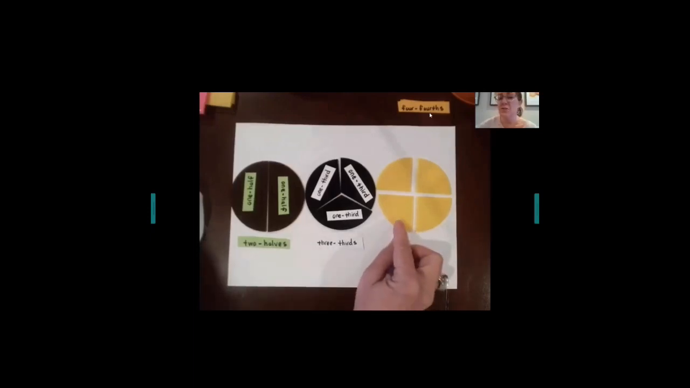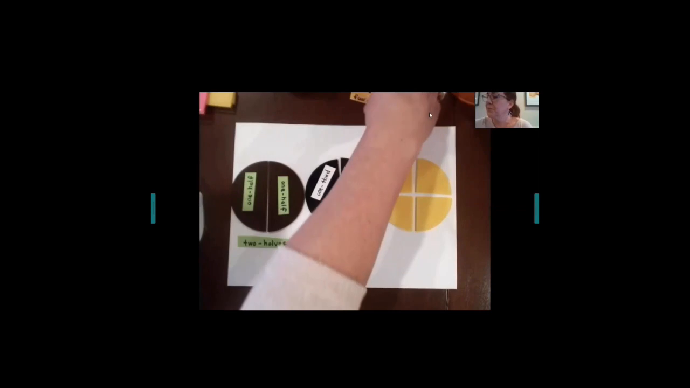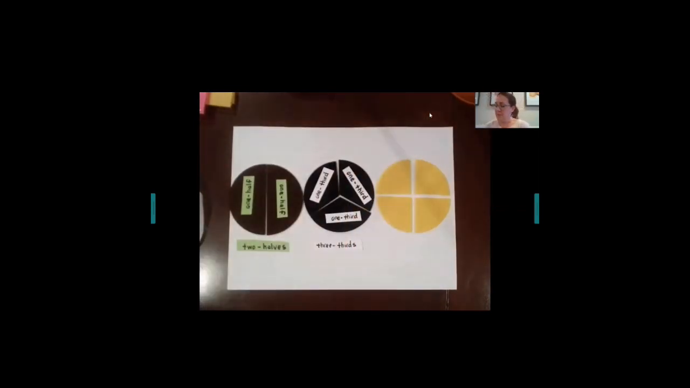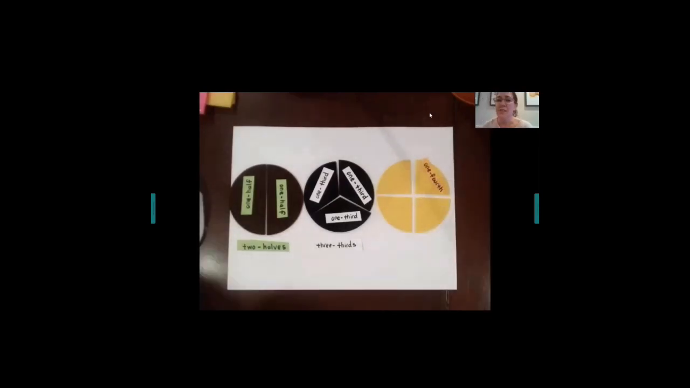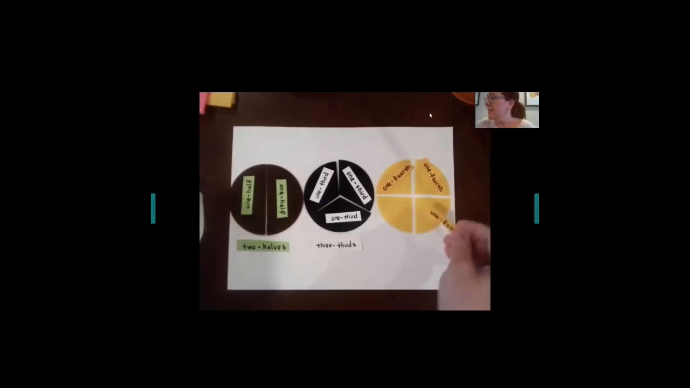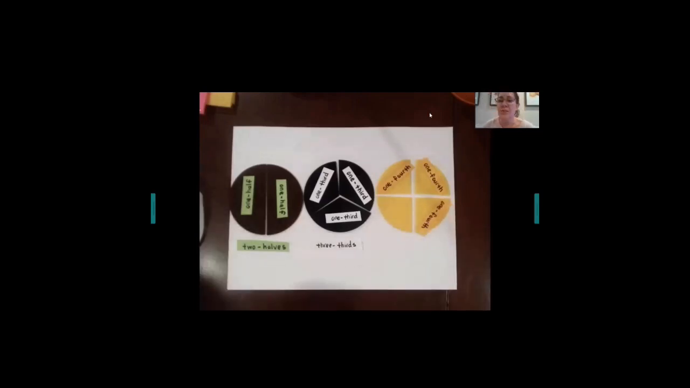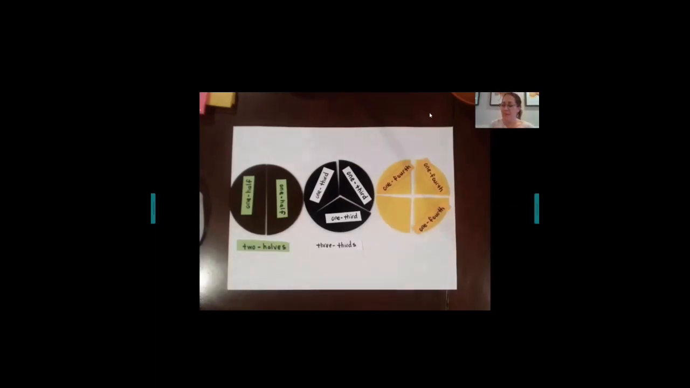Let's move on to the yellow circle now. I can see I've divided or partitioned the yellow circle into 4 equal shares. I'm going to go ahead and label what each one is called. This piece right here is called 1/4. This piece is 1/4. This piece is 1/4. Let's turn it this way so you can see it better. This piece is 1/4. And this piece is 1/4.